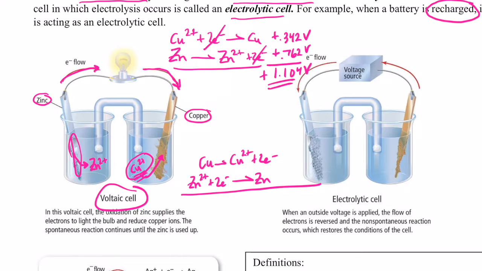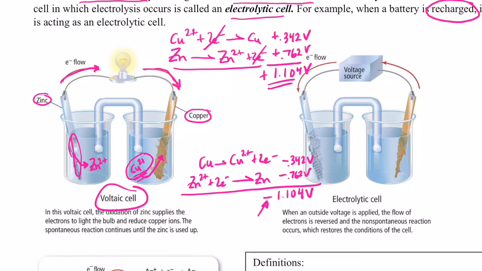Now, the oxidation process for copper would be a negative 0.342 volts, and the reduction process for my zinc ions would be a negative 0.762 volts. When I add these potentials together, I get a negative 1.104 volts, and that negative sign tells me that that reaction is not spontaneous. In order for that to happen, I have to continually add energy to push those electrons against the direction that they spontaneously would like to flow.